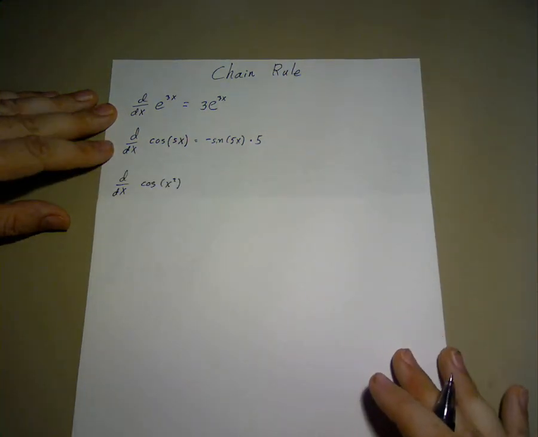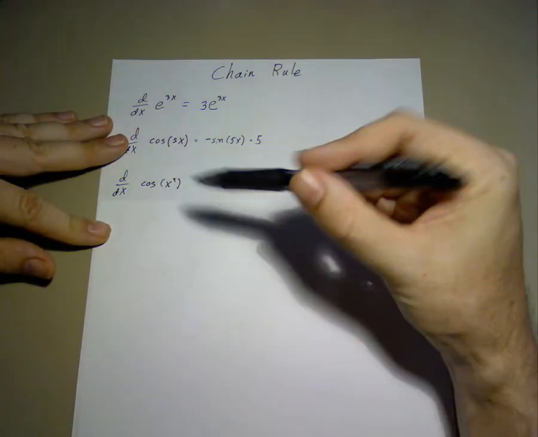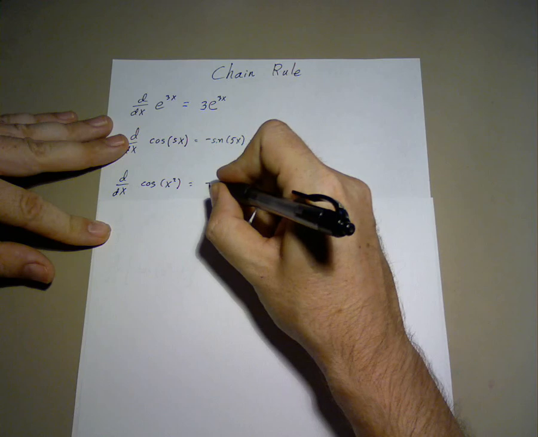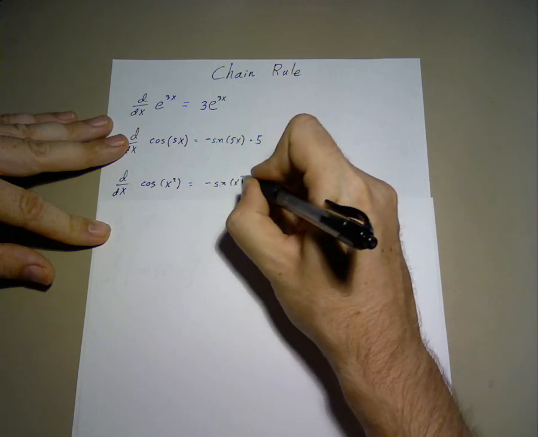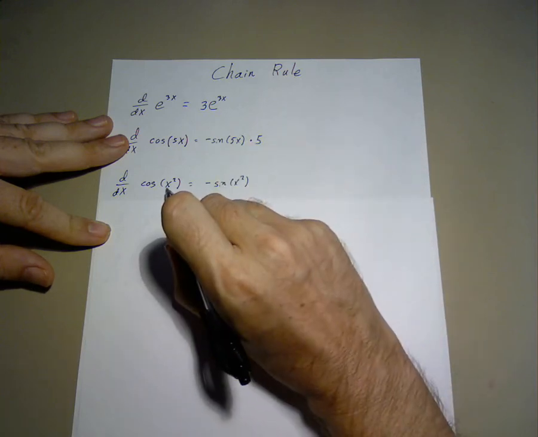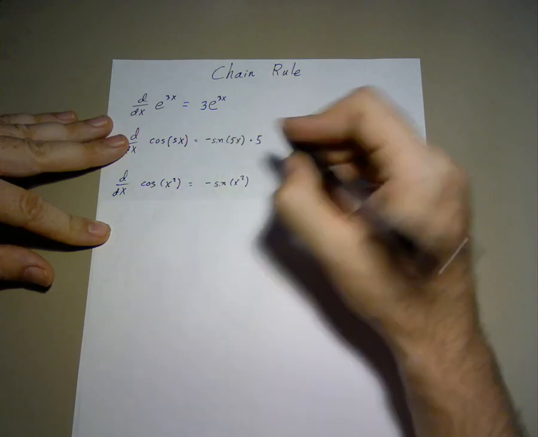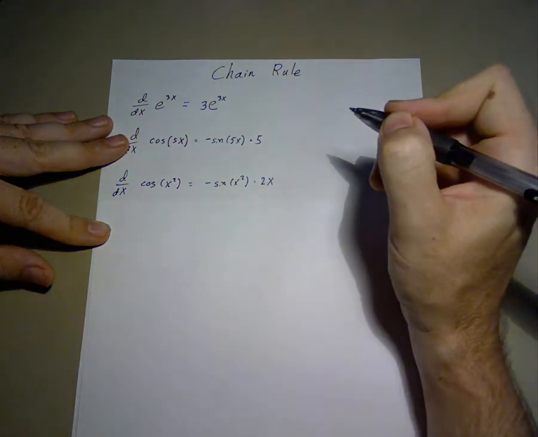Continuing on in the same fashion, the derivative of cosine x squared would be minus sine x squared times the derivative of x squared, so times 2x.